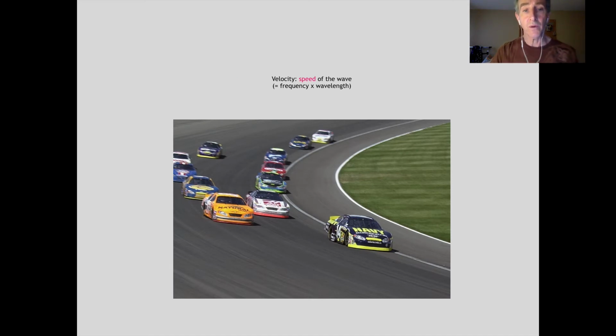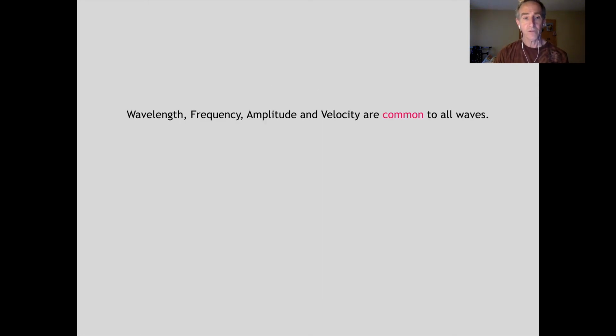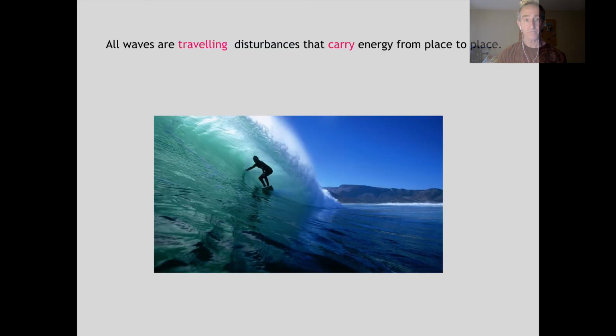Velocity is the speed of the wave, and it's equal to the frequency times the wavelength. Wavelength, frequency, amplitude, and velocity are common to all waves. All waves are traveling disturbances that carry energy from place to place.